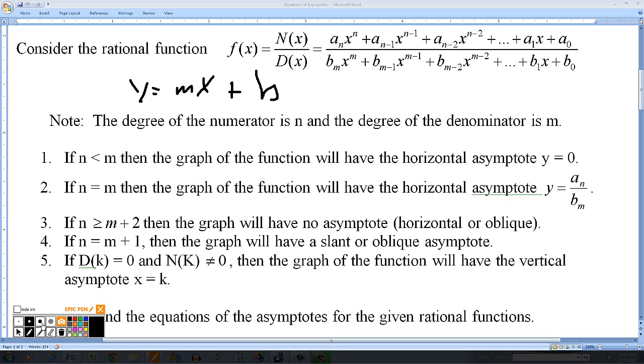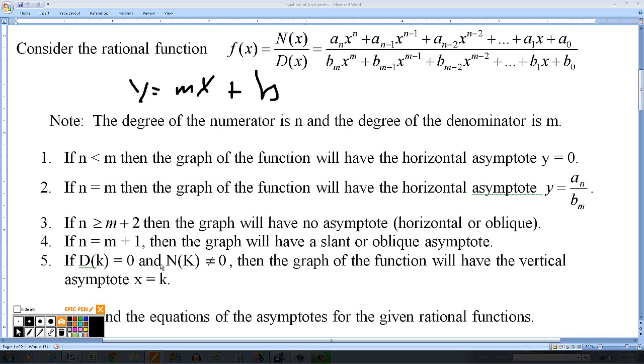And for the vertical asymptotes, let's look at number 5. It says if d of k is equal to 0, that is, if the number k makes the denominator 0, so in other words, k is a 0 of the denominator, but k is not a 0 of the numerator, then the graph of the function will have the vertical asymptote x is equal to k.